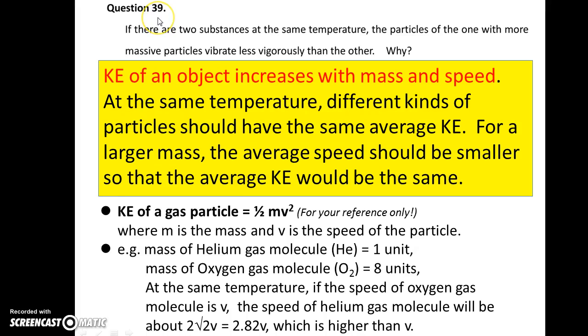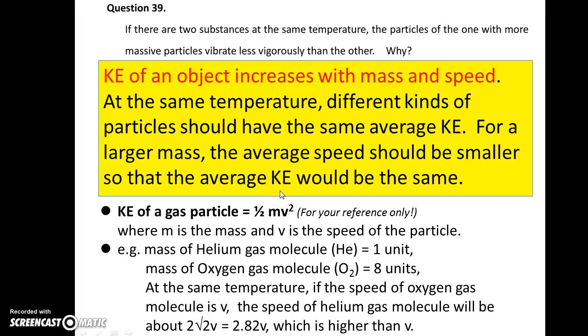Question 39. There are two types of particle. Explain why the more massive particles vibrate less vigorously. The kinetic energy of particles increases with mass and speed. At the same temperature, different kinds of particles should have the same average kinetic energy. For a larger mass, the speed should be smaller in order to produce the same kinetic energy.